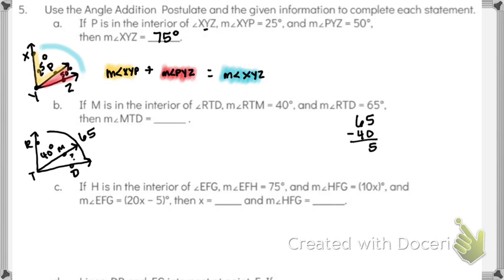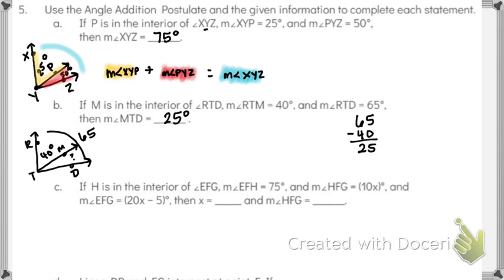And that's going to be 15. So the measure of angle MTD, 15, hold up. 25, what am I talking about? 25, okay? So the measure of angle MTD is going to be 25 degrees, okay?